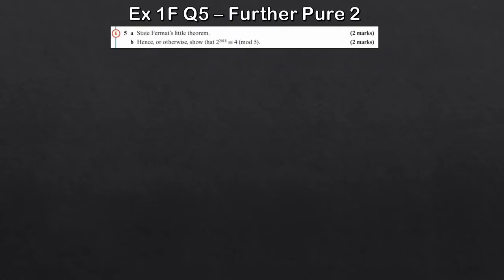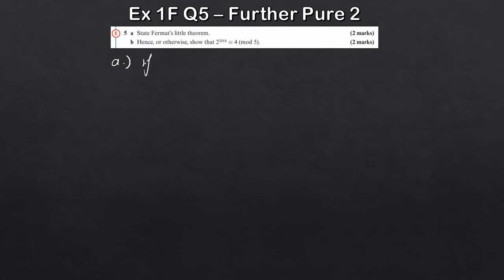So this question here is basically an application of Fermat's little theorem. So in part A, we're just asked to state the theorem, and part B is an application of it to find a congruence. So we just need to give the definition basically here.